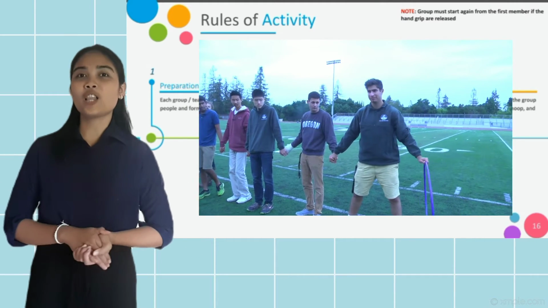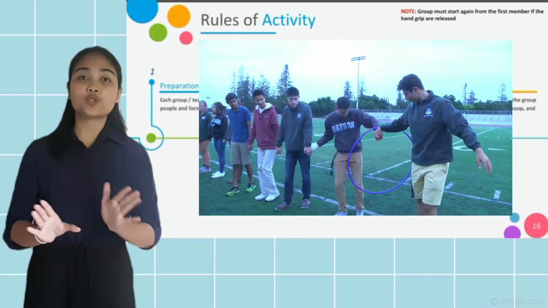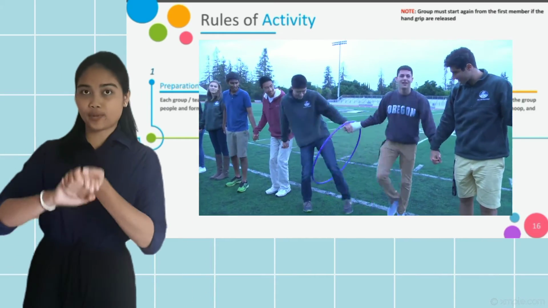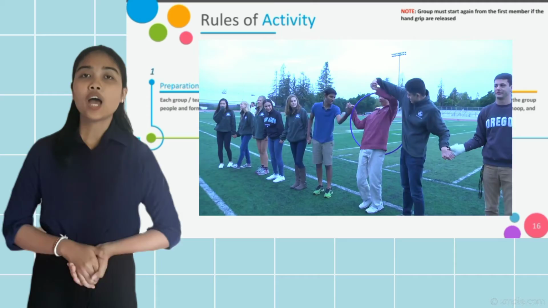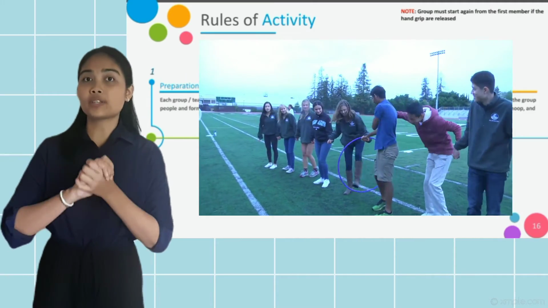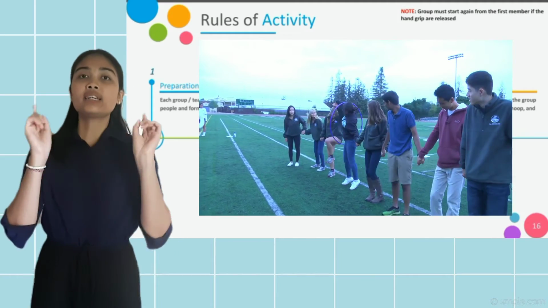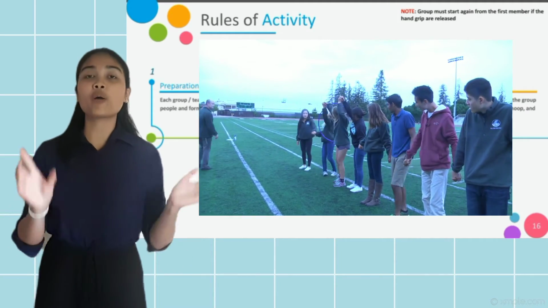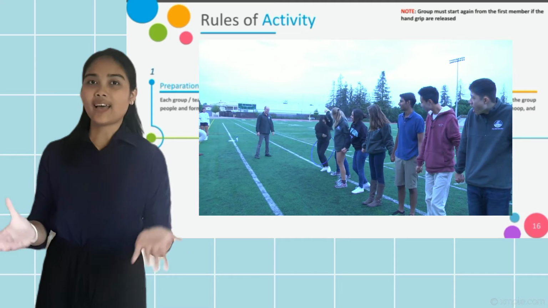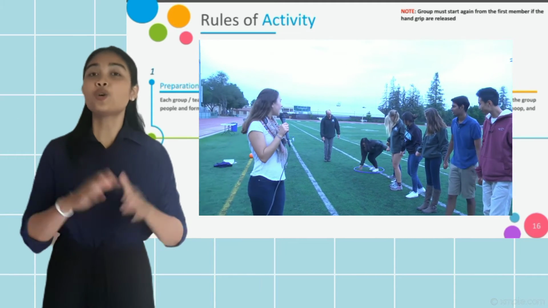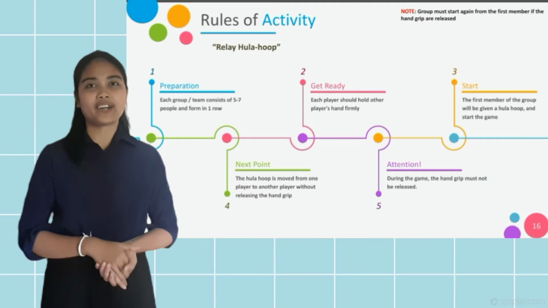Sixth, then the hula hoop is moved from one player to another without releasing the hand grip. Seventh, during the game, the hand grip must not be released. If any hand grip is released, then the group must start the hula hoop again from the first player. And the last, the group whose hula hoop moves the fastest is the winner.